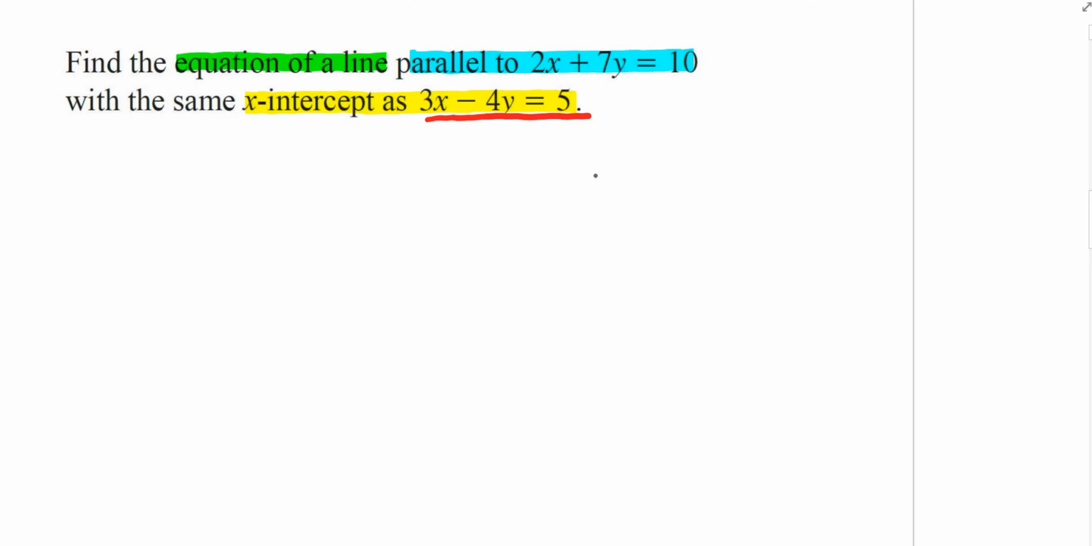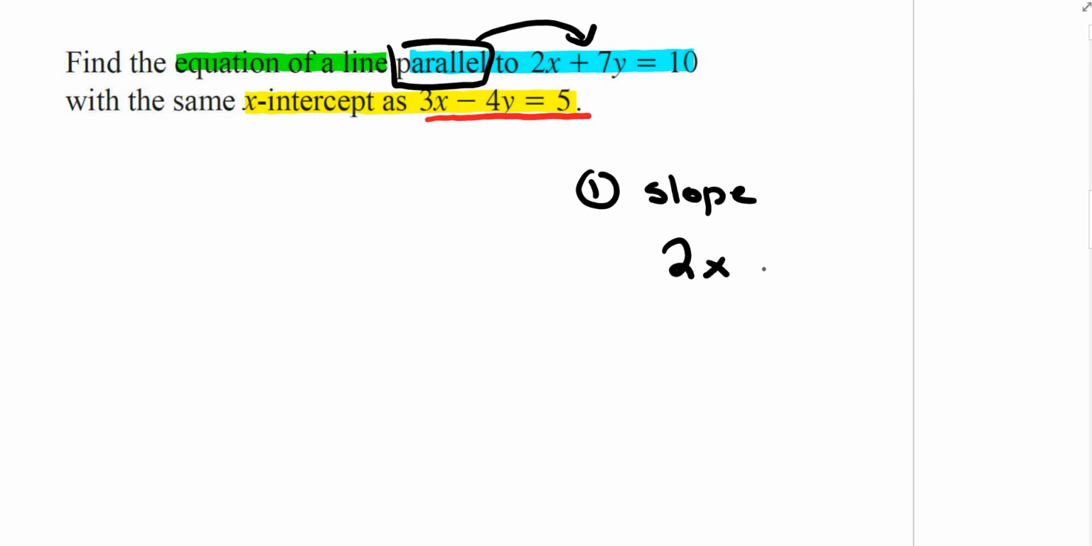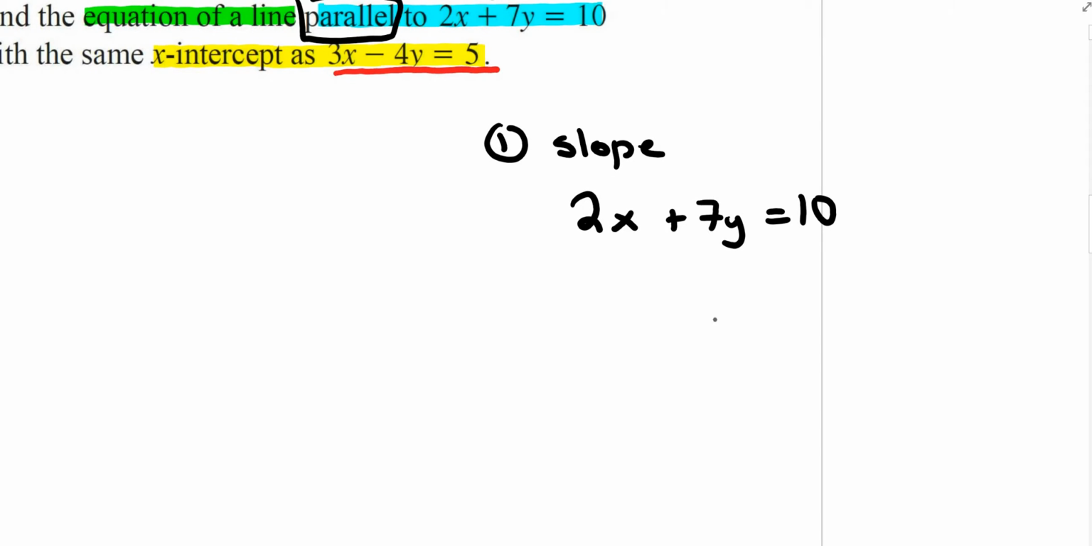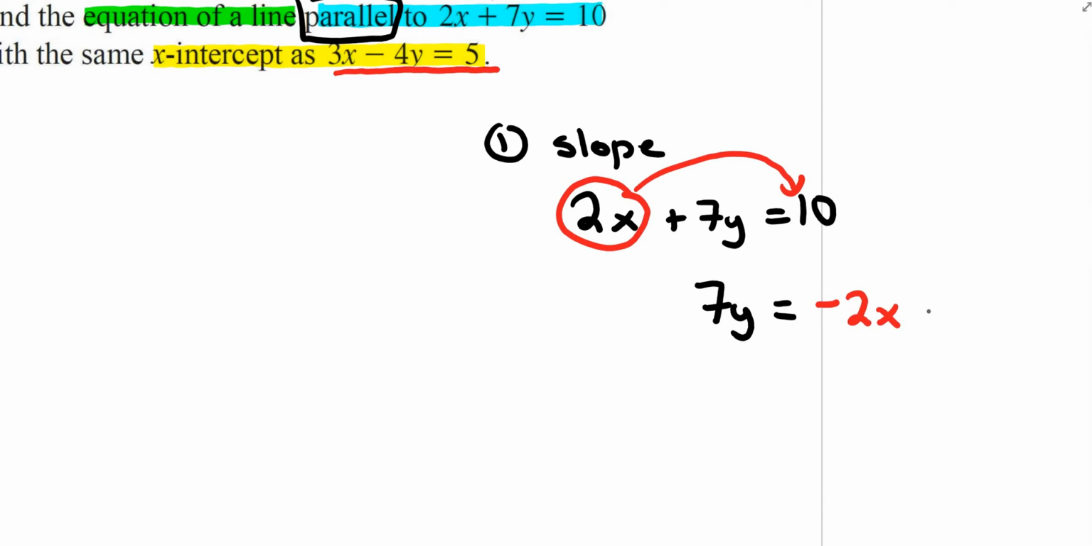Okay, so just like question number 6, I would go ahead and find the slope first, and it's parallel to this line. So I need to find the slope of this line right here, which is 2x plus 7y equals 10. All right, so if I want to find the slope of this line, you need to isolate for the y term. So let's go ahead and move this 2x to the other side. If I do that, I get negative 2x and then plus 10. And then I can divide both sides by 7.